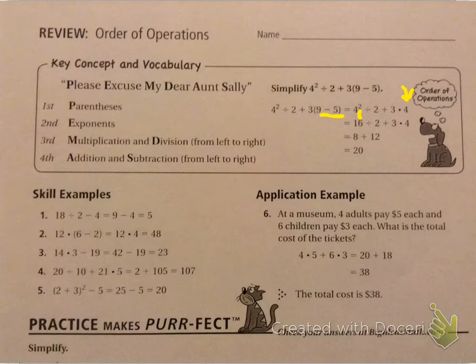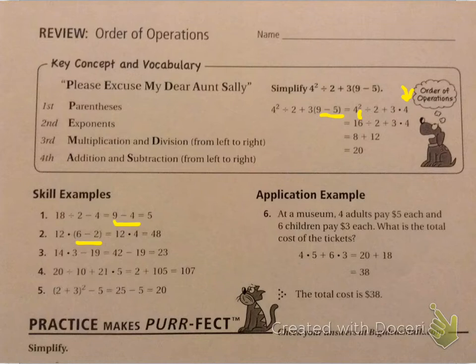Looking at our skills example, we've got 18 divided by 2 minus 4. That equals 9 minus 4, because we did the division first. We didn't have parentheses or exponents, so we multiply and divide from left to right. 18 divided by 2 is 9, minus 4 is 5. Next, we look again. Parentheses, 6 minus 2. So I've got 12 times 4, which is 48.